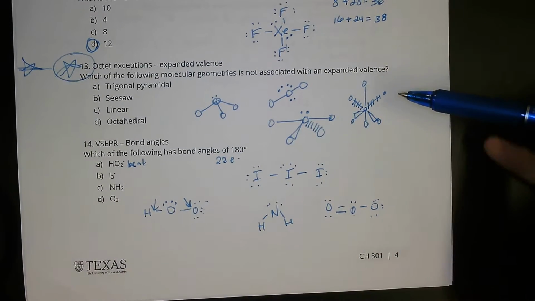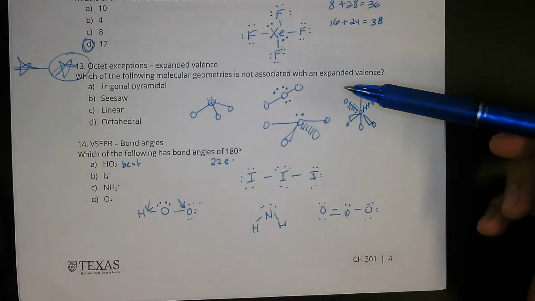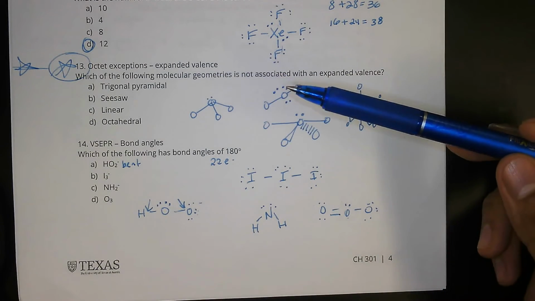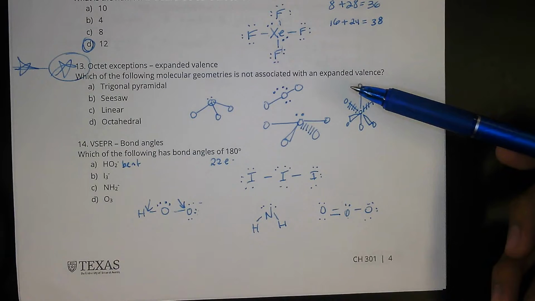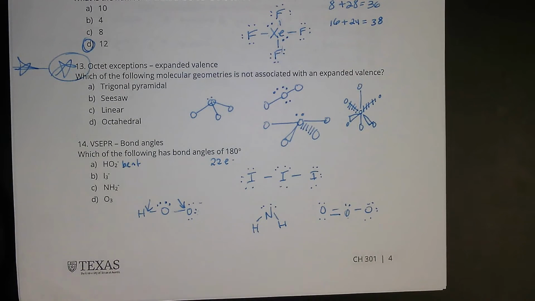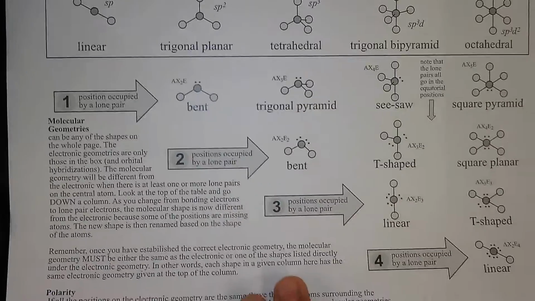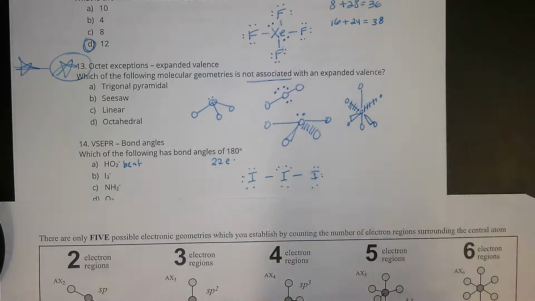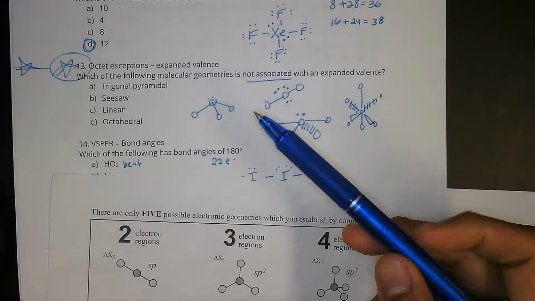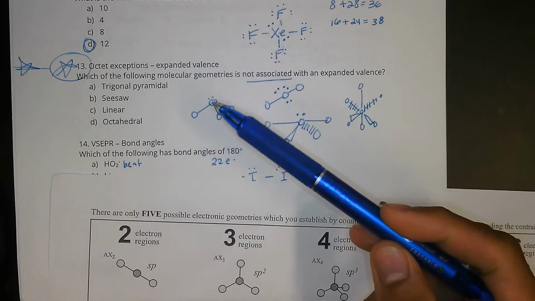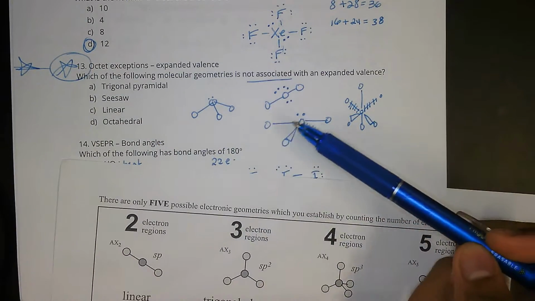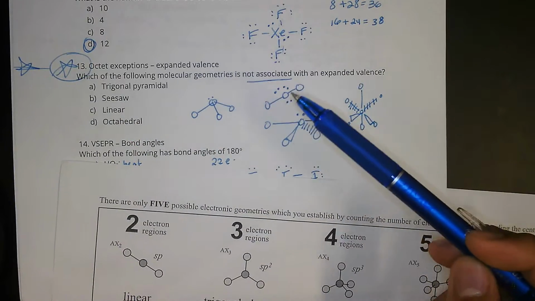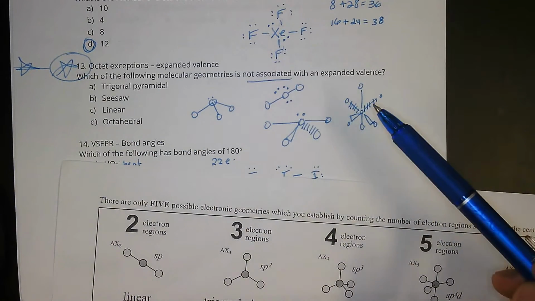This is one that you might have had trouble with. It's asking which of the following molecular geometries is not associated with an expanded valence. So I want you to become very familiar and very comfortable with the geometries handout or reference sheet that I gave you. It's asking which one would not be associated with the expanded valence. So you have these structures right here. You have the trigonal pyramid, which was this one right here. You have the seesaw, which is this one right here. You have the linear, which is here. And then you have the octahedral, which is here.